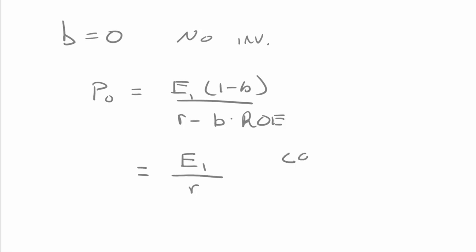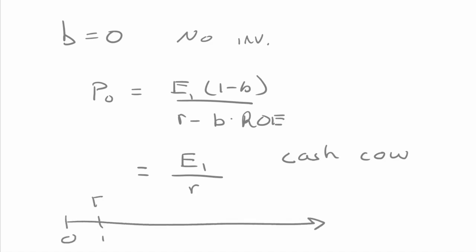This is what's known as a cash cow. The cash cow is milked for E1 every year, forever. It never grows. It just pays E1. And so its price is simply the perpetuity with growth equal to 0. If we want some growth, we need some investment, B greater than 0.